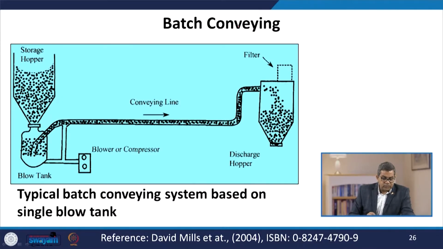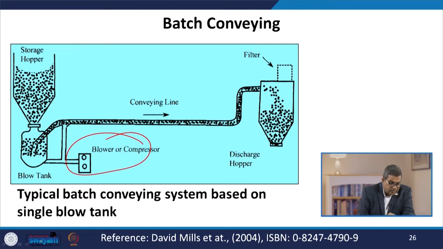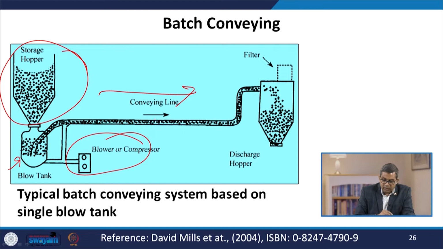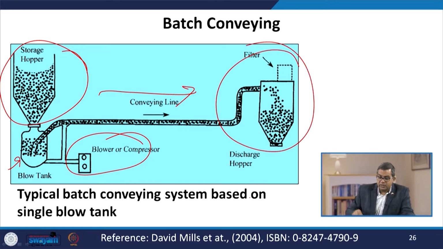Now, here you see a typical batch conveying system based on a single blow tank. Here we are using the blower or a compressor. This is the blow tank. You have the storage hopper with this conveying line, and you can collect the material over here with an associated filter.